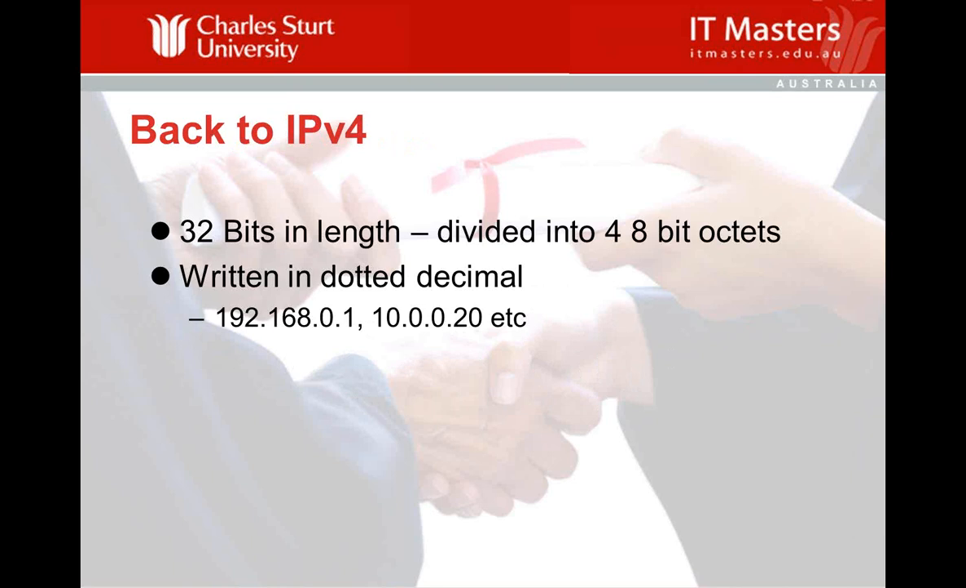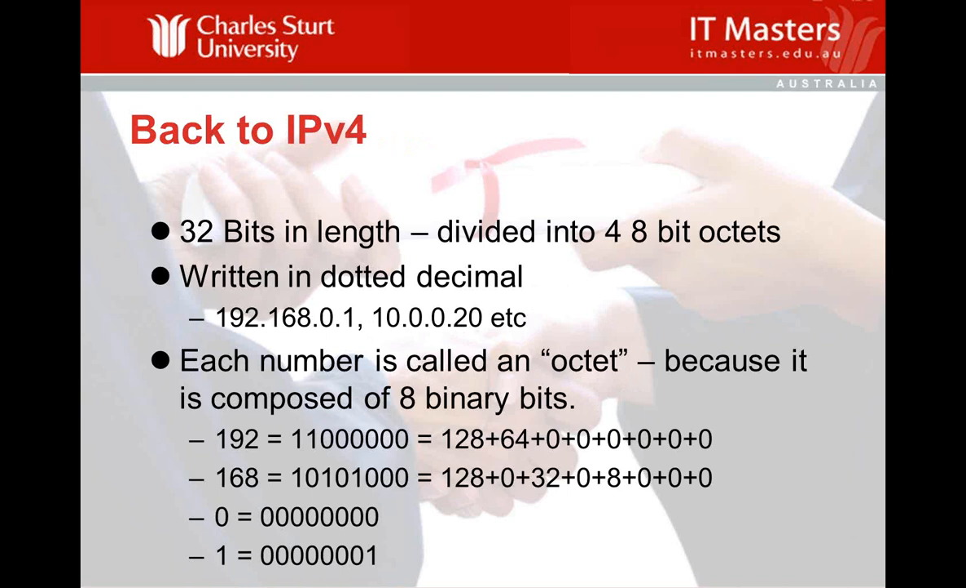So, for example, 192.168.0.1 and 10.0.0.20, and so on and so forth. Each part of that dotted decimal, so the 192, the 168, the 0 and the 1, each one of those little segments is called an octet, because in binary it's composed of 8 binary bits.